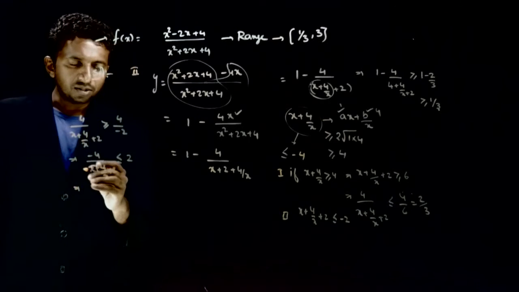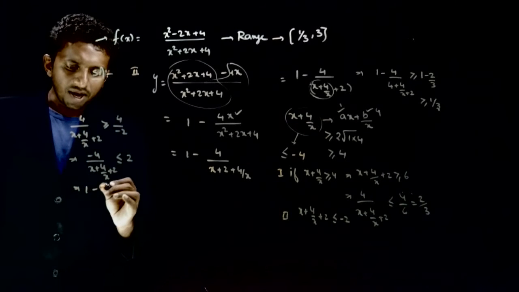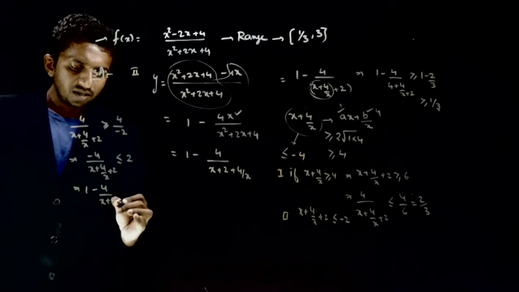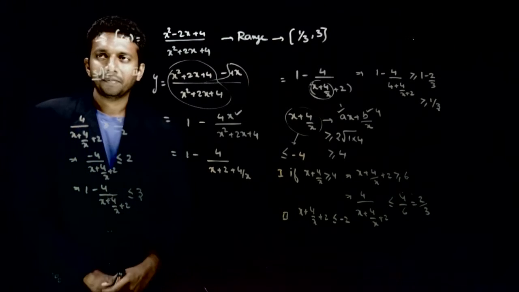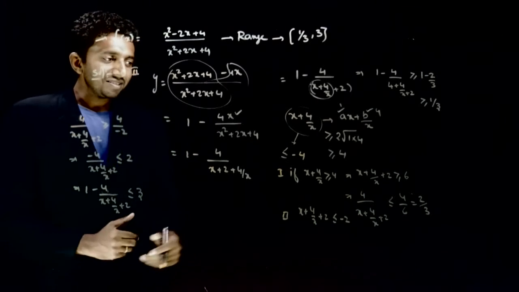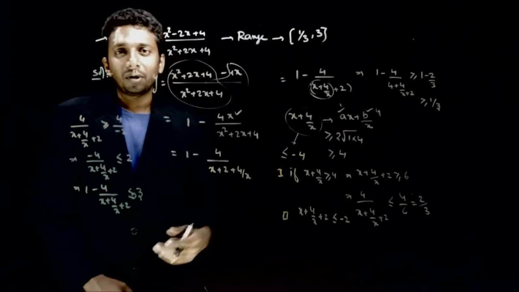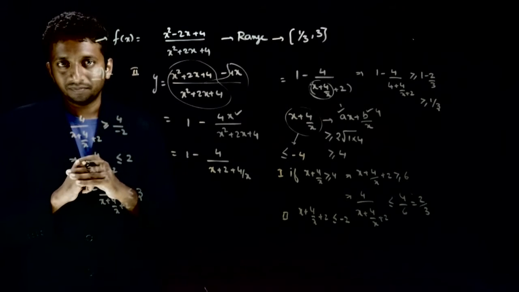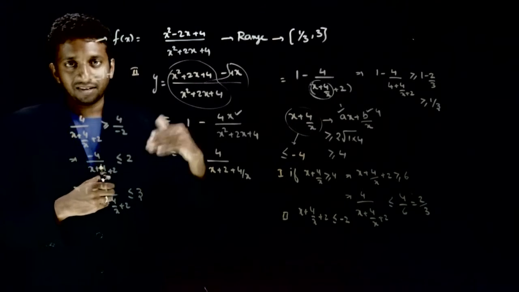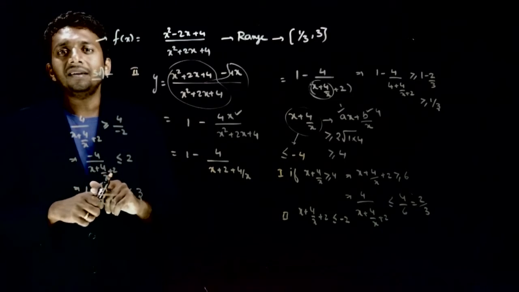So this implies, इसको 1 को ऐड कर लीजिए दोनों साइड. 1 minus 4 by x plus 4 by x plus 2 is always less than or equal to 3. So in the first case, my y is always greater than or equal to 1 by 3. And in the second case, my y is always less than or equal to 3. So y will be either greater than 1 by 3 or less than 3.